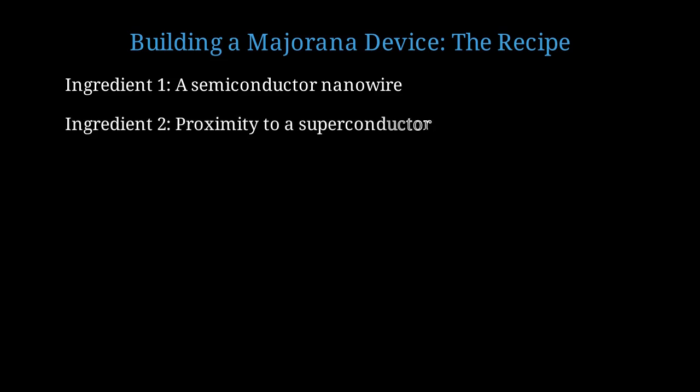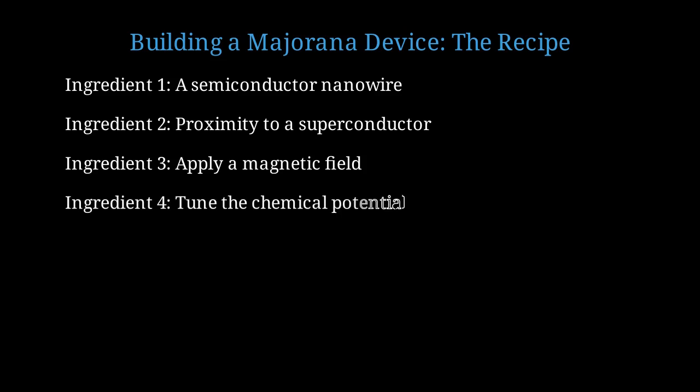Second, we place this nanowire in contact with a superconductor, typically aluminum. The superconducting pairs leak into the nanowire through a process called the proximity effect, inducing superconductivity there. Third, we apply an external magnetic field along the nanowire. This field breaks time reversal symmetry and is crucial for entering the topological regime. Fourth, we use gate electrodes to tune the electron density and chemical potential in the nanowire. Getting this tuning right is critical for reaching the topological phase.